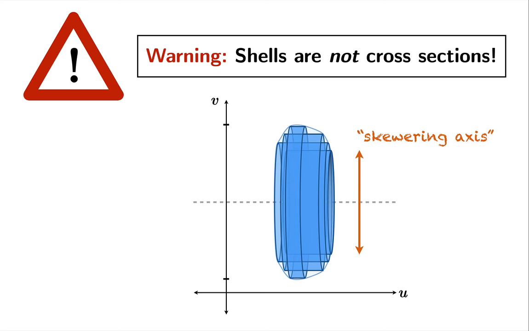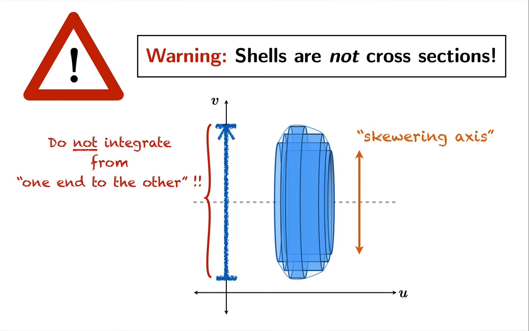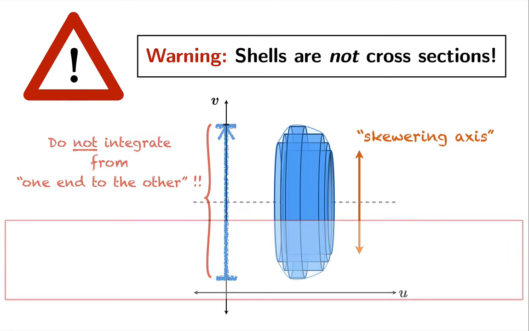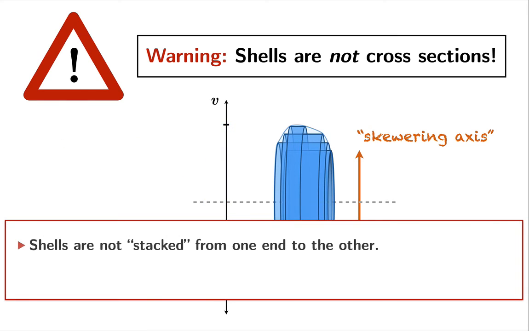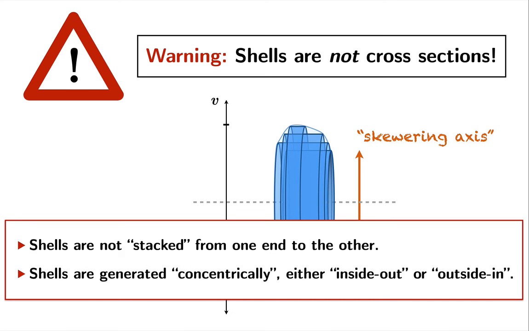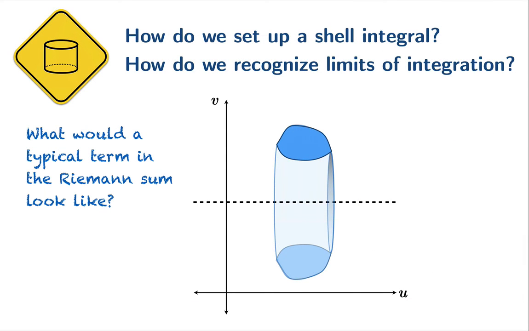So we're going to integrate with respect to v. But here's the warning. Shells are not cross-sections, so we're not going to integrate from one end to the other. Shells are not stacked from one end to the other. They're generated concentrically, either inside out or outside in. And this is important when you set up your limits of integration.